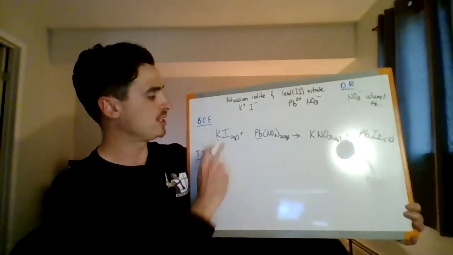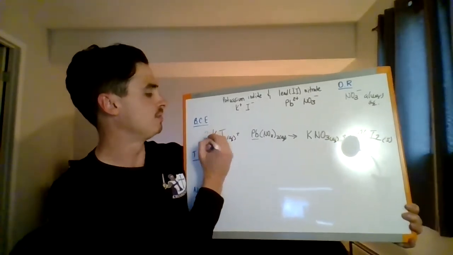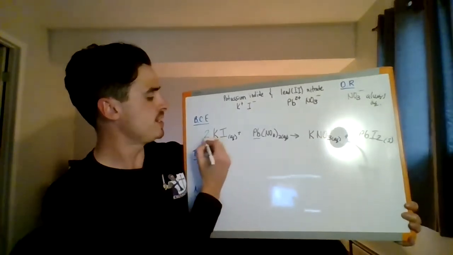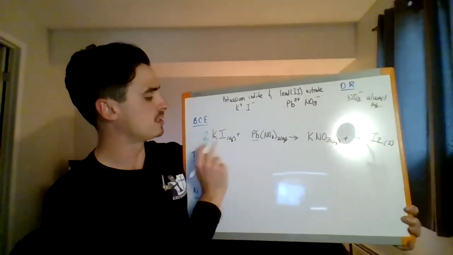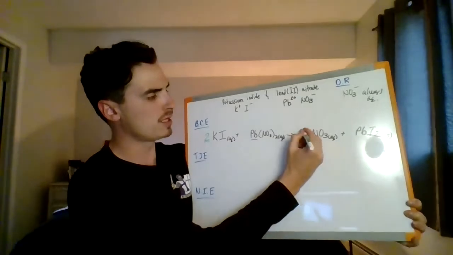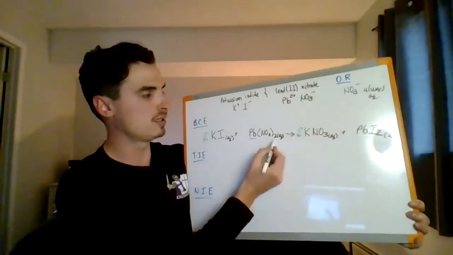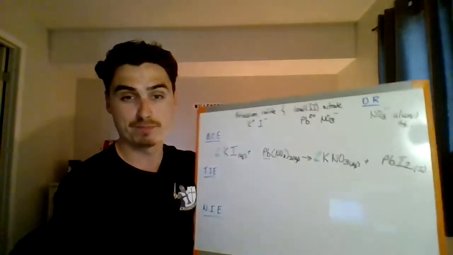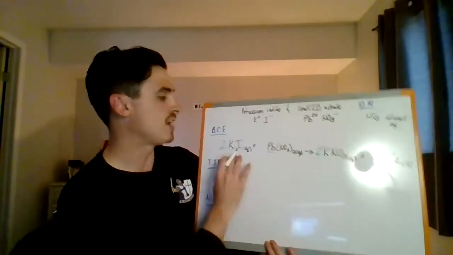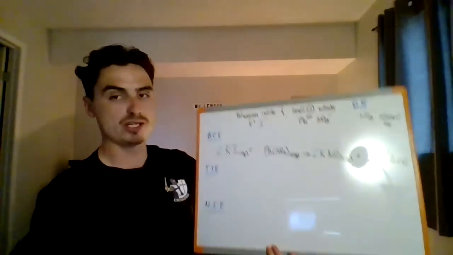Okay, so I can change this one. I can put a 2 here. Well, if I put a 2 here, I now have 2 Ks, so I got to put a 2 in front of this. Well, that gives me 2 NO3s. Oh, look, 2 NO3s. So we're done. Okay, so I've done the balanced chemical equation.